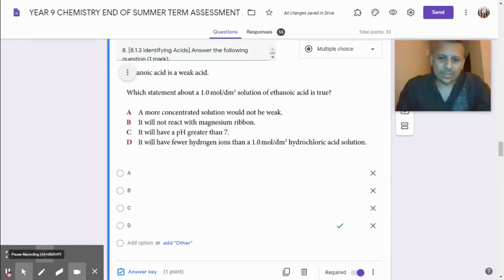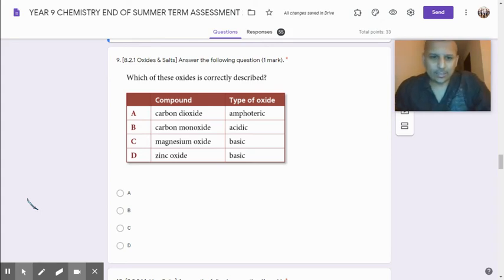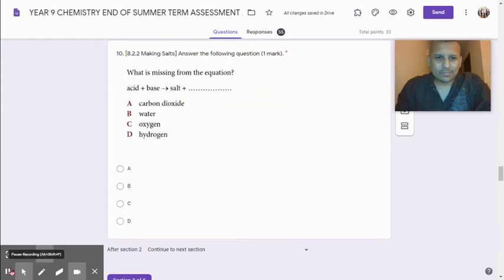Lovely, lovely question because it distinguished between C grade students and B, A star. Carbon dioxide is a weakly acidic one, so A is not the right answer. Carbon monoxide is actually neutral. Magnesium oxide is basic. Zinc oxide is actually one of the amphoteric oxides that we've studied, so C is the correct answer for this question. Acid plus base reacts to form salt plus water. Easy one. B is the correct answer.